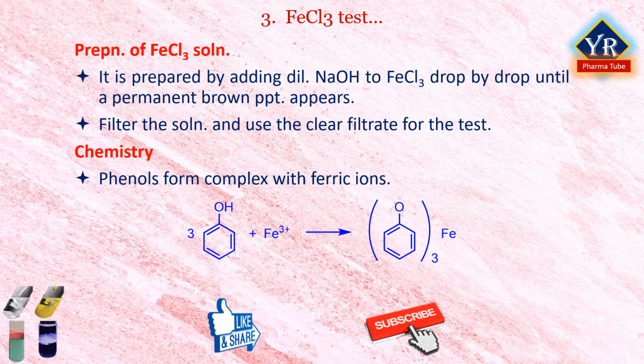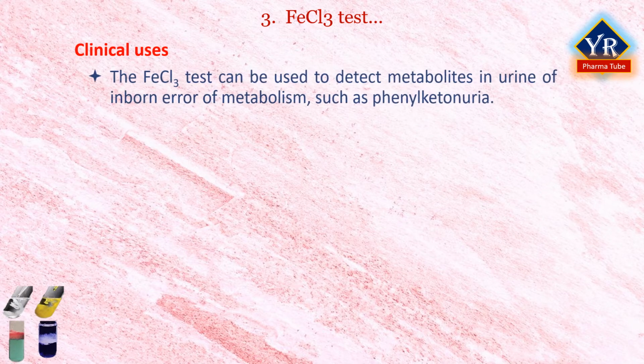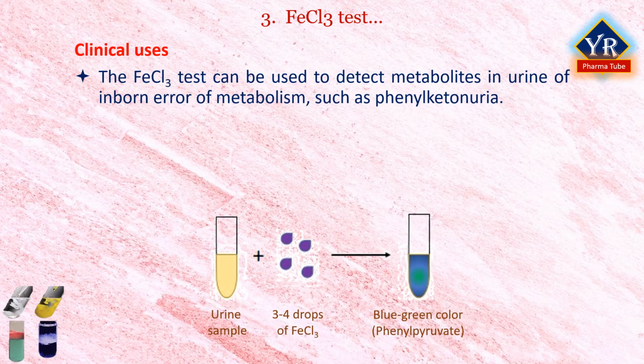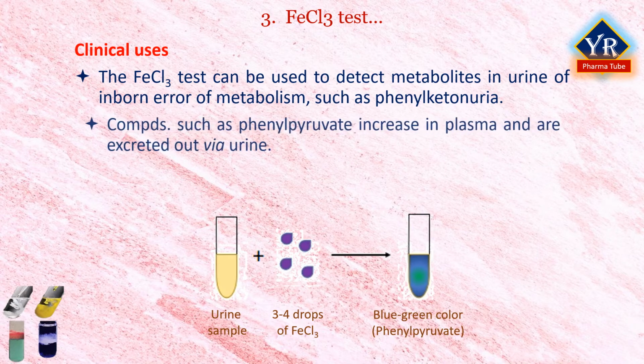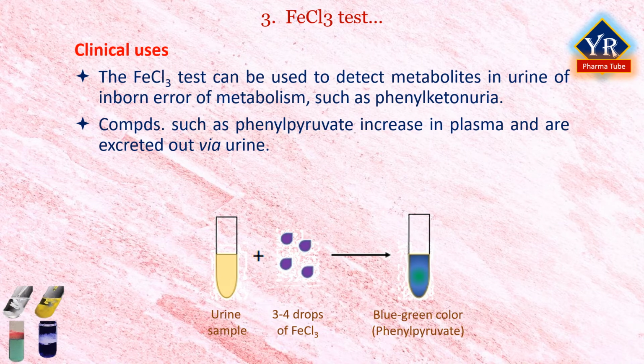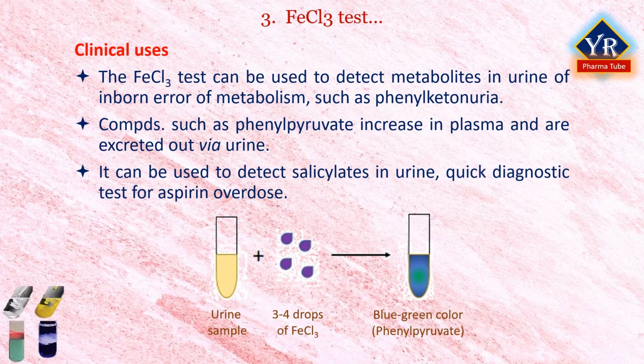Clinical uses. The ferric chloride test can be used to detect metabolites in urine in case of inborn error of metabolism such as phenylketonuria. Compounds such as phenyl pyruvate increase in plasma and are excreted out via urine. Also, it can be used to detect salicylates in urine, a quick diagnostic test for aspirin overdose.